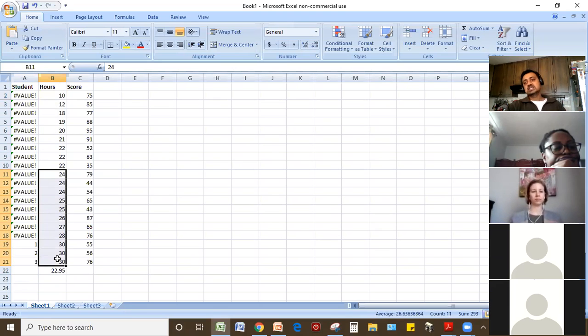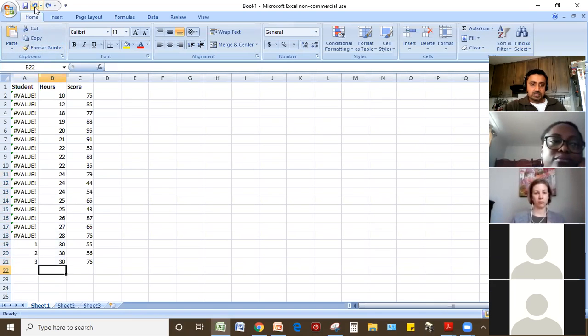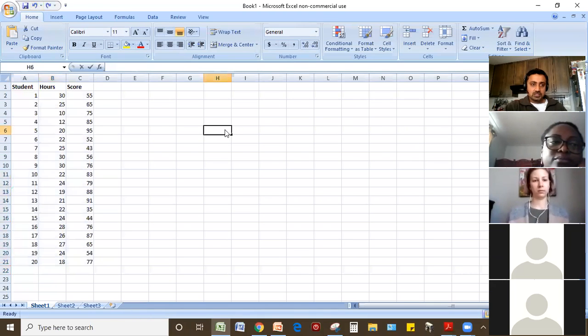So it's very easy to do that with existing software. That's why I'm not a big fan of coding for quantitative data. It's pretty simple to do without. So I'm just going to go back to the original graph.